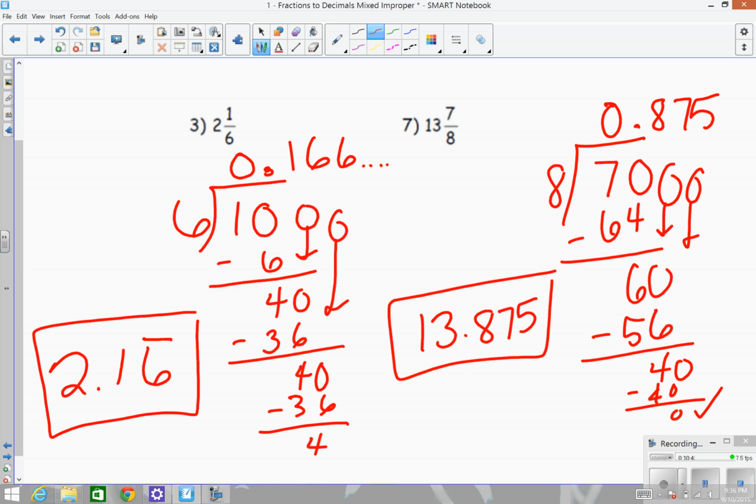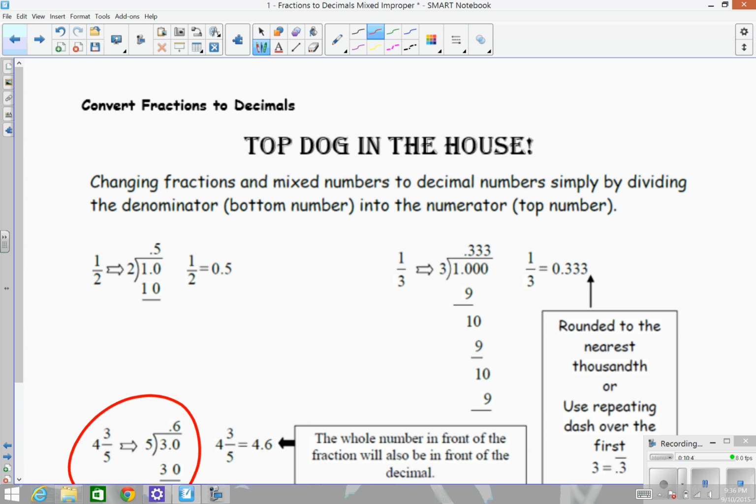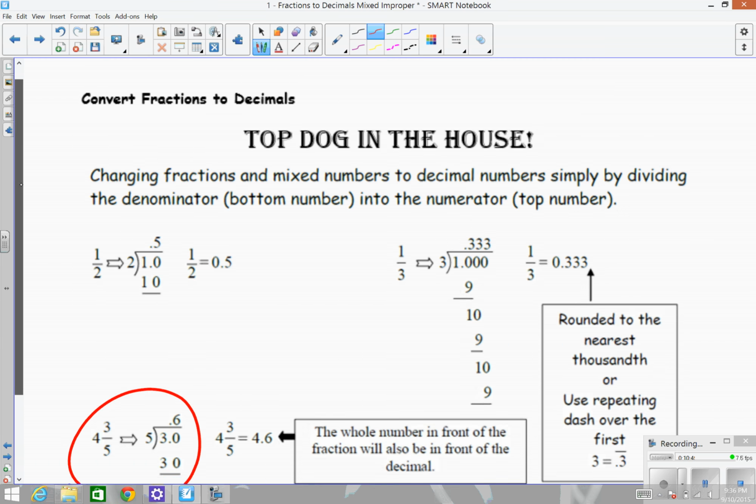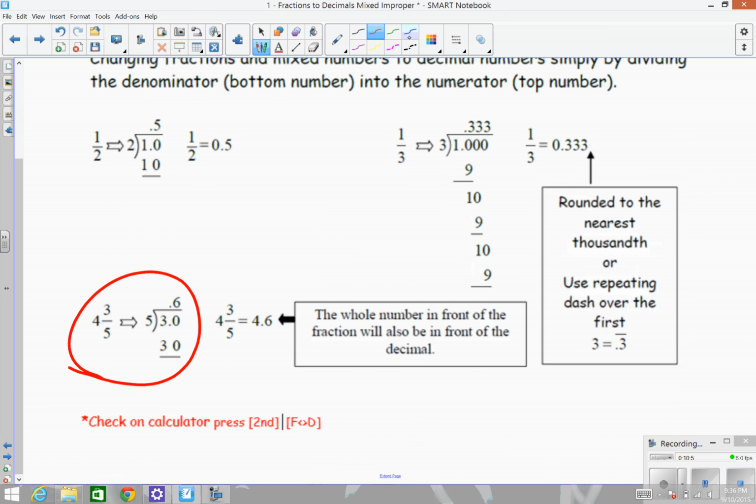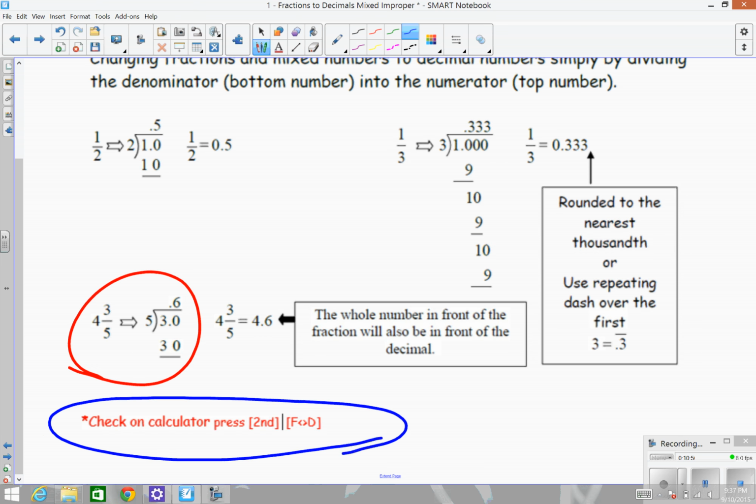I do want to note, and there was a little note on the last page, I believe, this right here. We will have access to calculators at certain parts of the school year. Some days I'll ask that you do these by hand, other days you'll have your calculator with you. If you do have your calculator, it has the capability of converting fractions into decimals and decimals into fractions. All you need to press is second and then the F to D, D to F button, and we'll be exploring that more as we go.